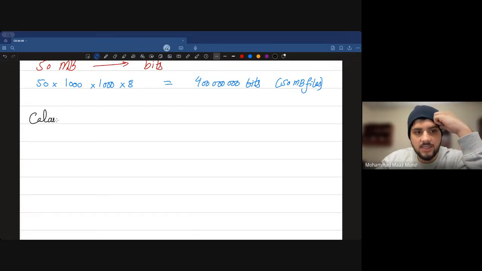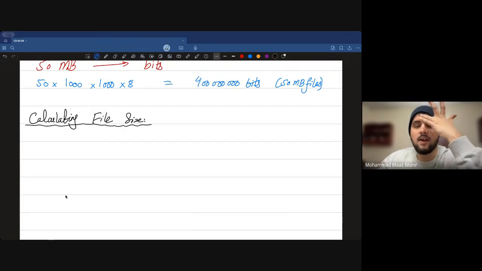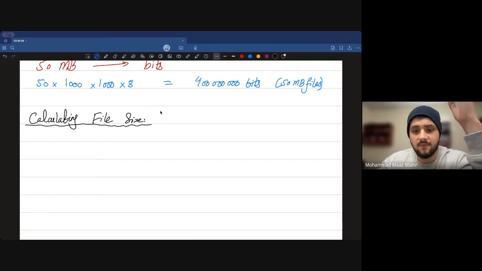So, calculating file size. Please note that no formulas would be given in exams, except for some exceptional cases where they have clearly mentioned that you do not need to memorize it. If a scenario like this comes up in the exam, then in that case the formula will be given to you. Otherwise, you should be able to calculate the file size at any point, or use any sort of formula in their book. So the formula basically is that your size is equal to image resolution into color depth.